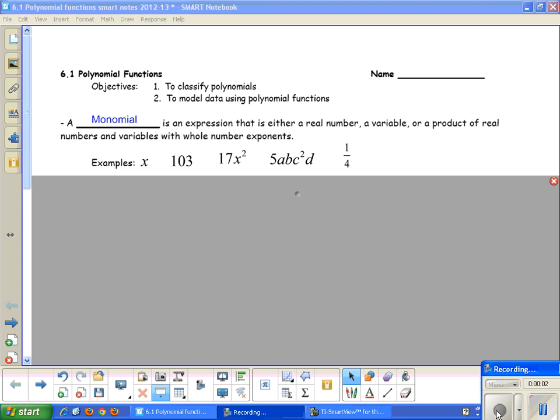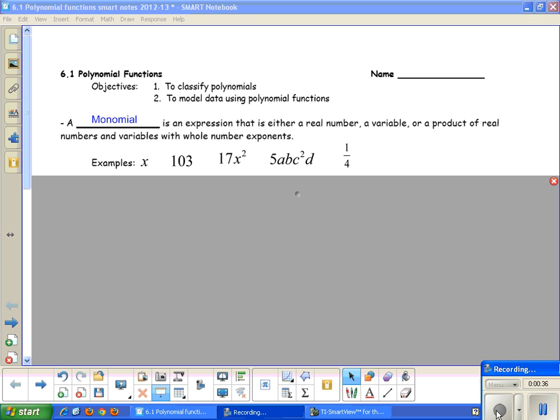Section 6.1 Polynomial Functions. Our objectives are to classify polynomials and to model data using polynomial functions. If you remember from earlier in the year, we talked about specific terms, and remember that a monomial is an expression that is either a real number, a variable, or the product of real numbers and variables with whole number exponents. Some examples of monomials would be x, 103, 17x squared, 5abc squared d, and 1/4.